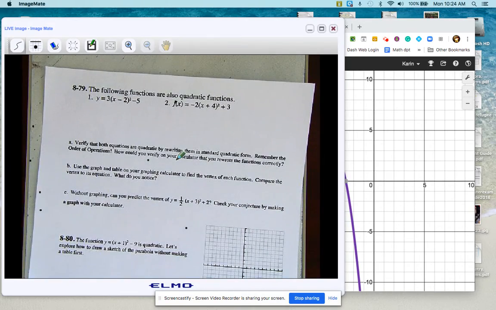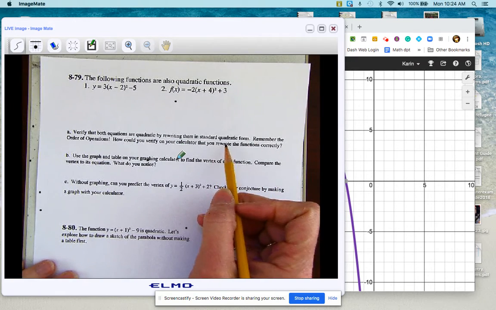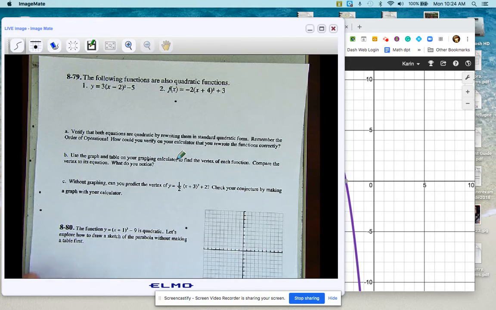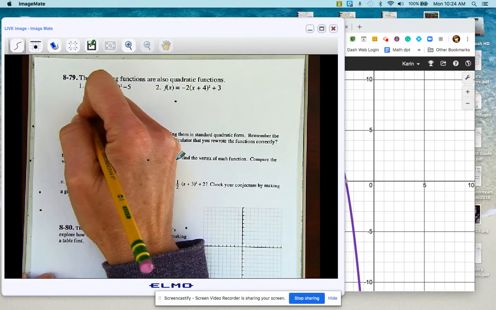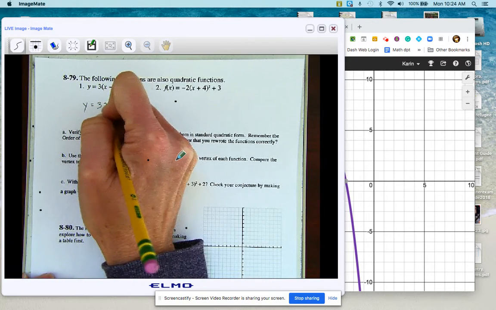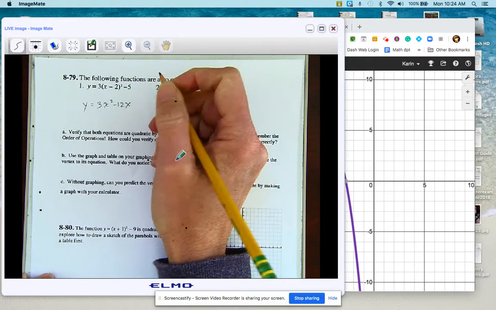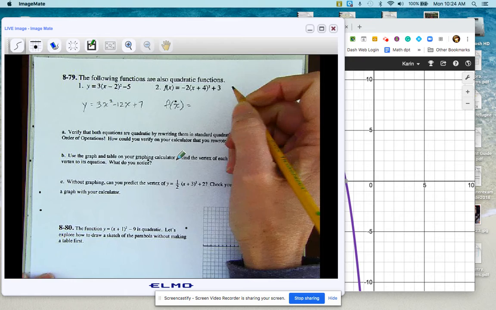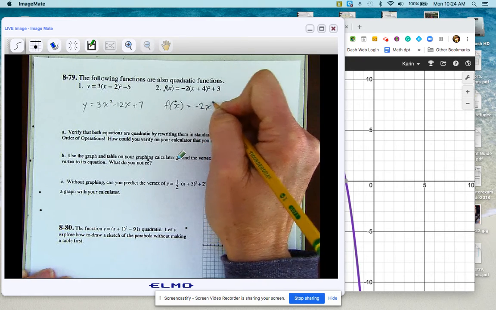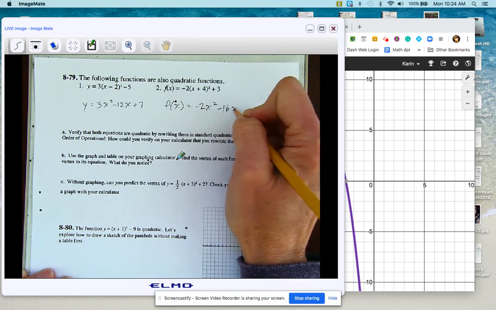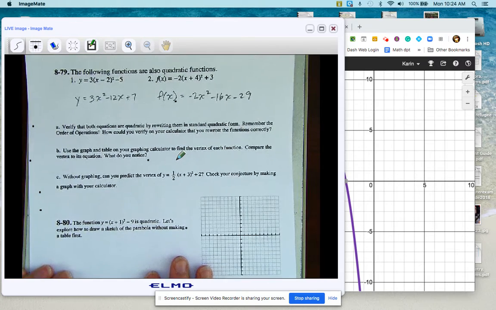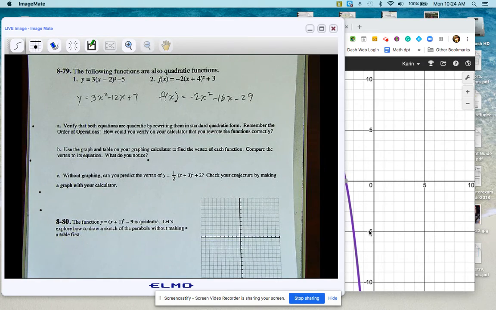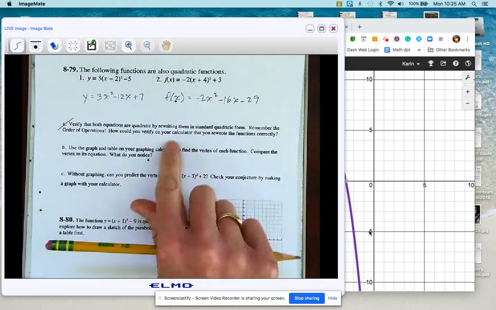Okay, so we did that. We verified that they were both quadratic by changing them to standard form. So we converted that first one to standard form and got that it was equivalent to y equals 3x squared minus 12x plus 7. And our second one, we converted to standard form and got f of x equals negative 2x squared minus 16x minus 29. Okay. All right. So that was part A, and we verified it by checking on Desmos.